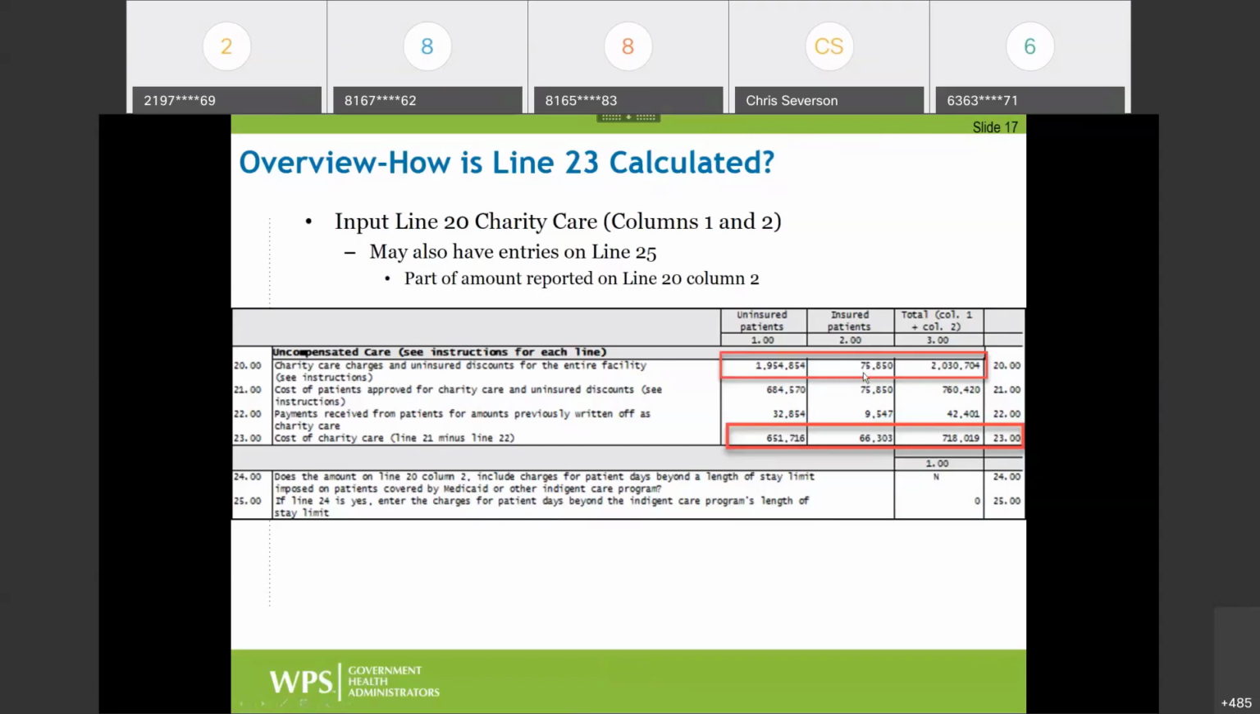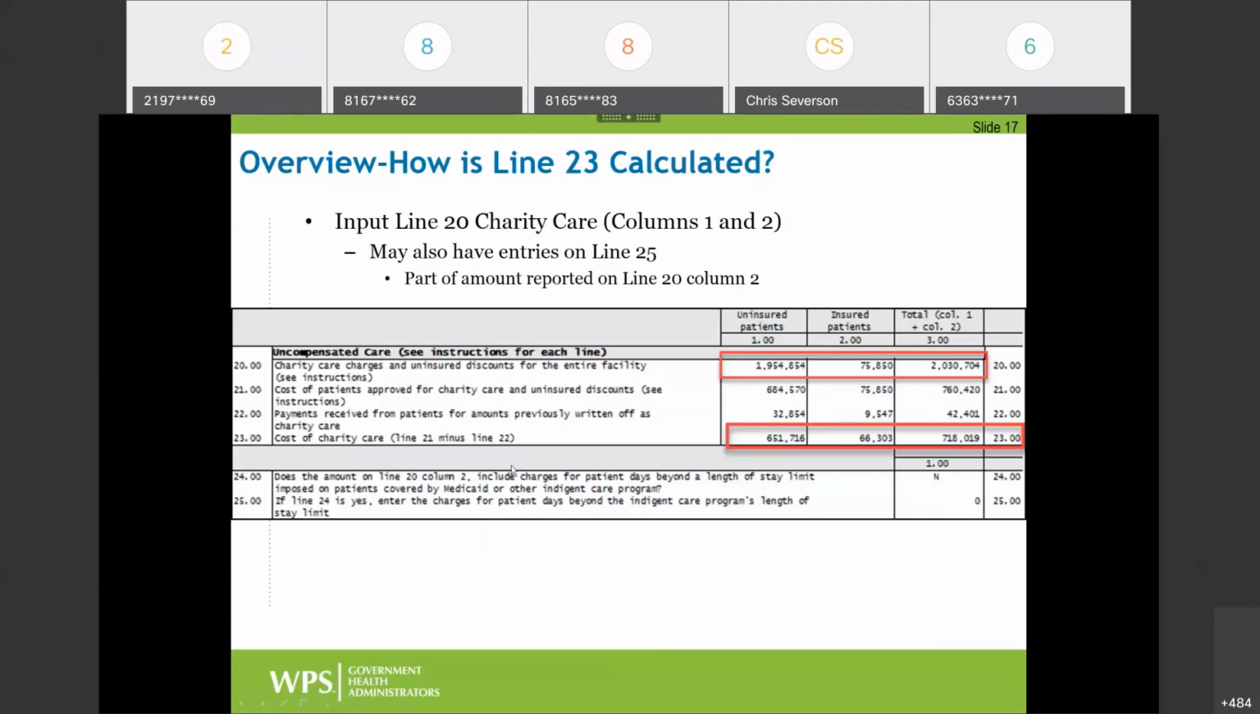But since it's an actual charge amount, that piece is subject to the cost to charge ratio reduction. So we'll see that later. That's actually down on line 24 and 25. But in that situation, line 20 and 21 won't necessarily be the same for this column 2. But in other situations, they will be identical, and that's fine. That's all built into the cost reporting software. There's nothing you really need to do about that. And you can see line 22, which we'll get to in a bit.